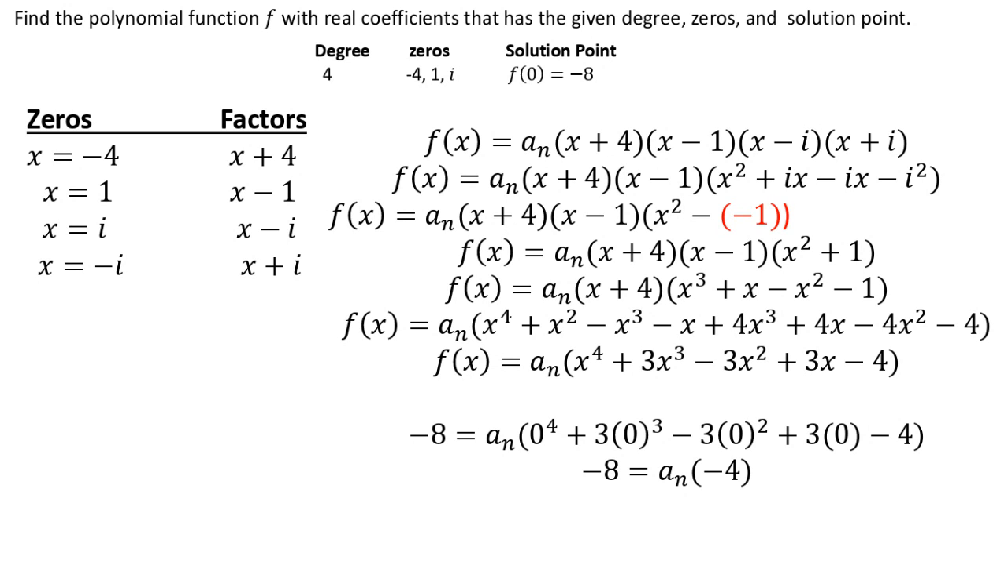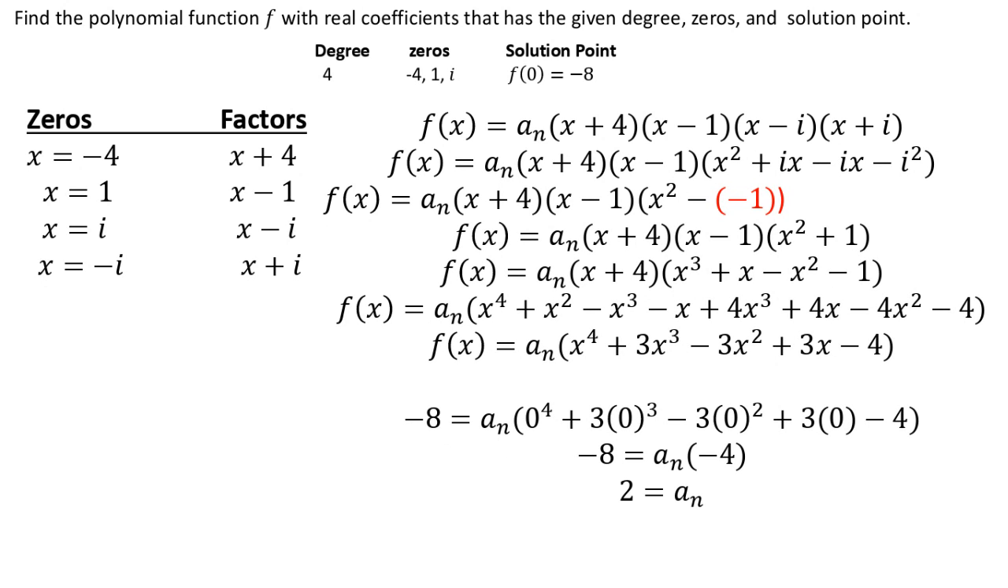So to solve for a sub n, I'm going to divide both sides by -4. So this is going to give me a sub n is equal to 2. And voila, I'm able to find my polynomial. My answer for a sub n is 2.